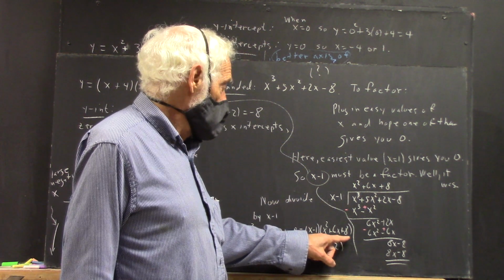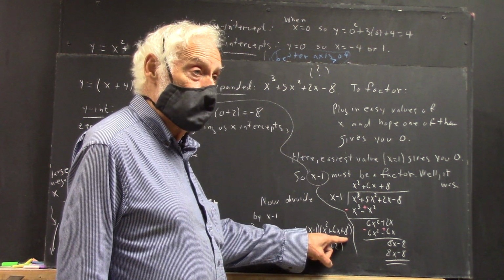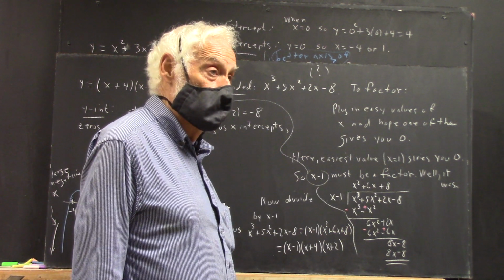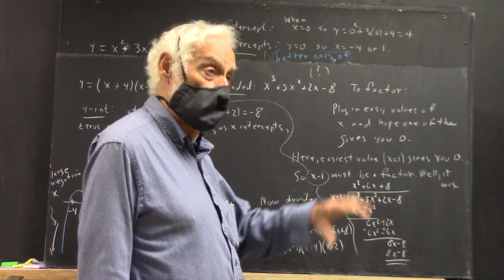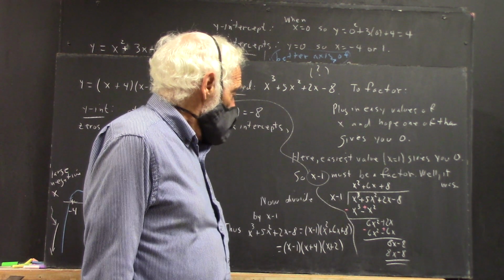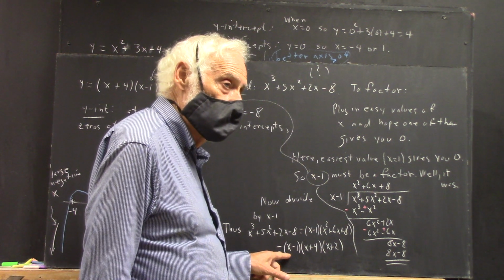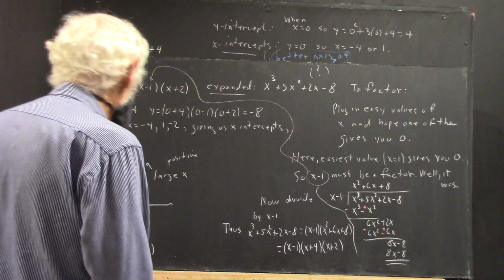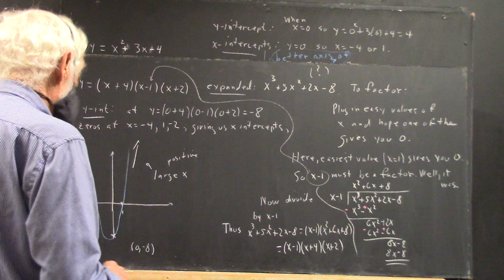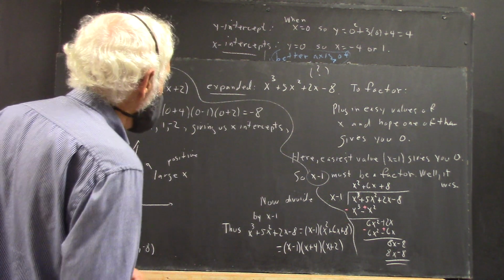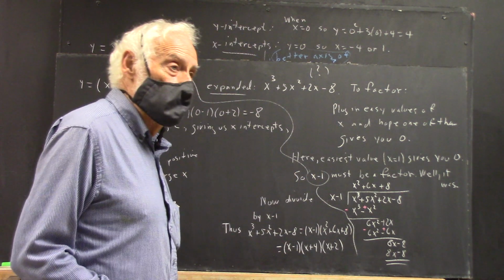Because maybe if this is plus 20 here, your quadratic formula would give you a negative under the discriminant, negative under the square root. And you wouldn't have any more zeros. The only 0 would be at x equals 1. Okay? Well, that's, in a nutshell, how you find the zeros of a polynomial.